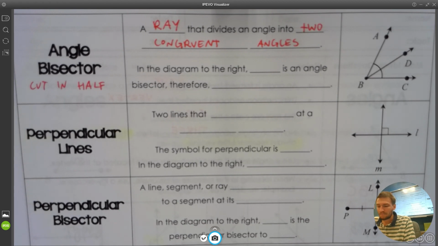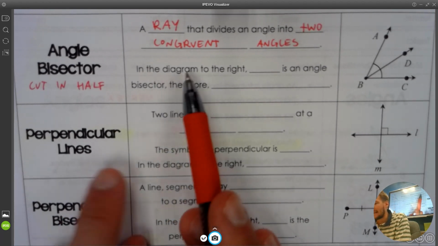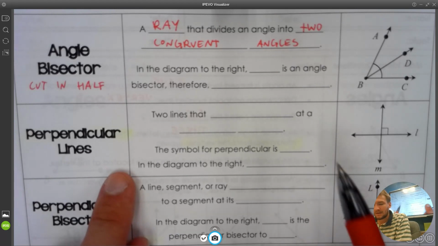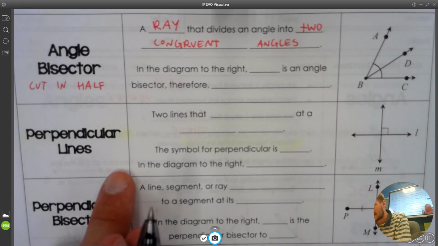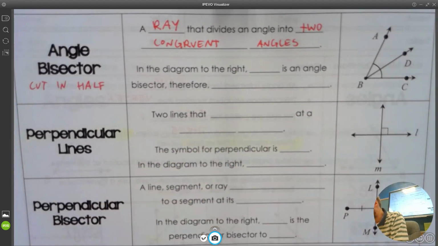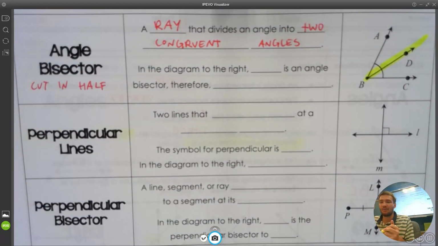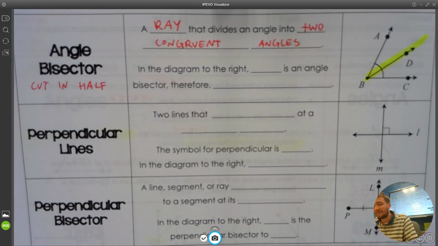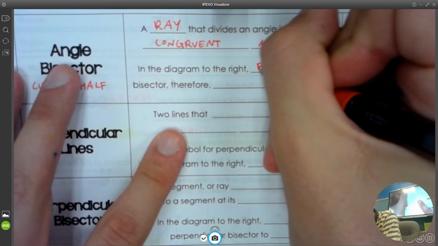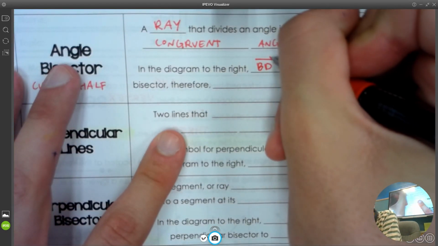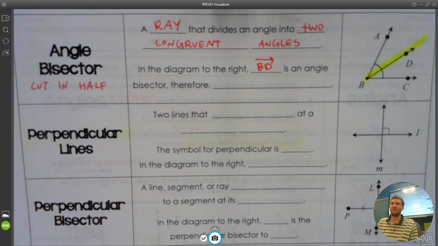It says in the diagram to the right, what is the ray that has become our angle bisector? This middle ray has cut our angle in half. How do we name that ray? BD with the arrow on top. Make sure you always start with the endpoint of the ray, so that's perfect. And this has cut our angle in half.